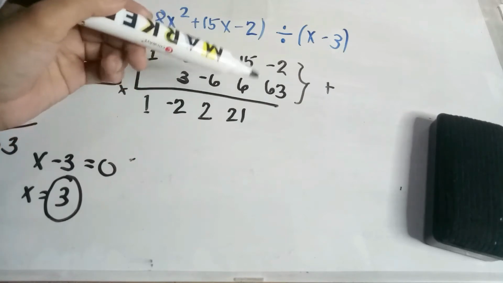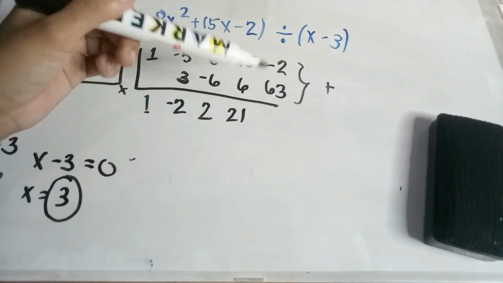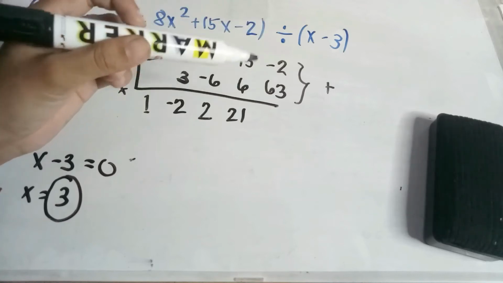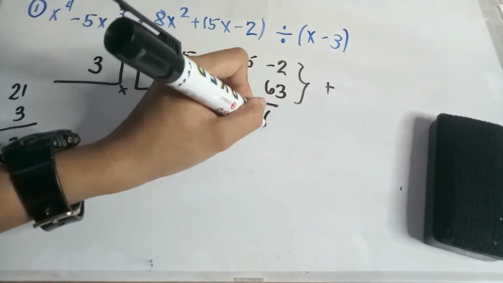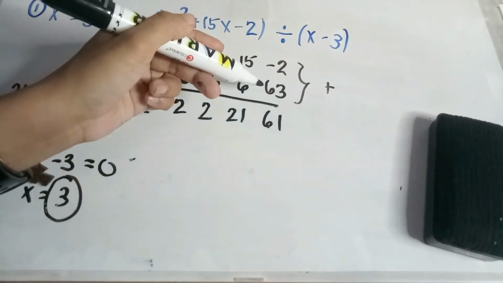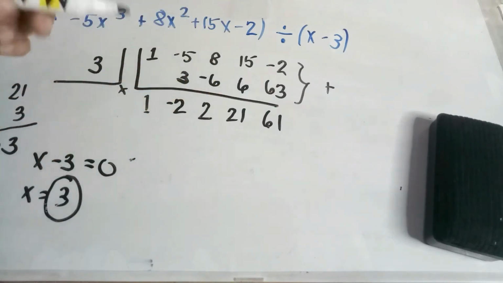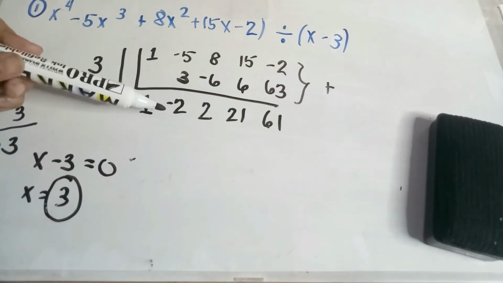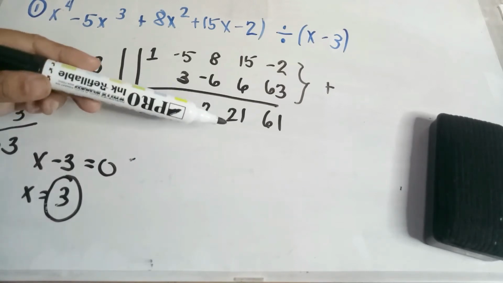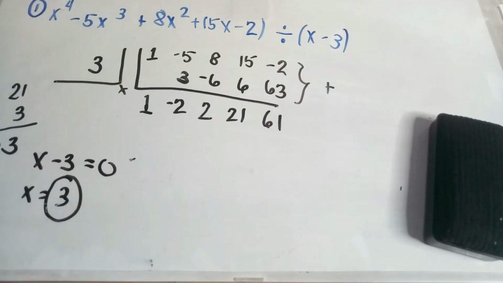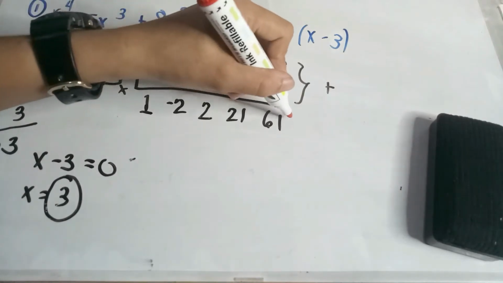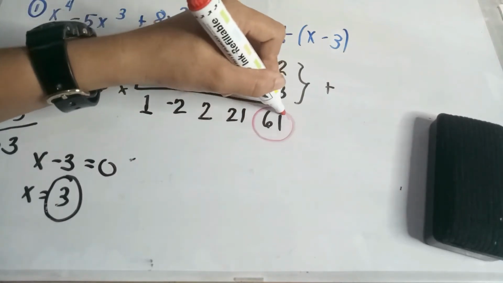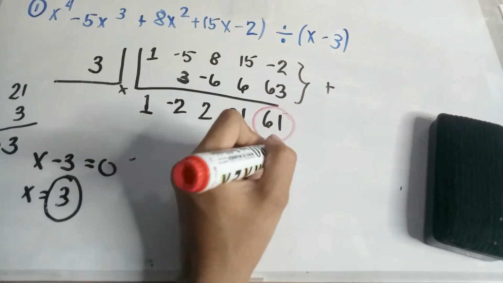Then add: different signs, subtract. So 63 minus 2 is 61. So positive 61, because 63 is the larger number. So now we have 1, negative 2, 2, 21, and 61. Always remember that the last number here is the remainder. So 61 is the remainder.